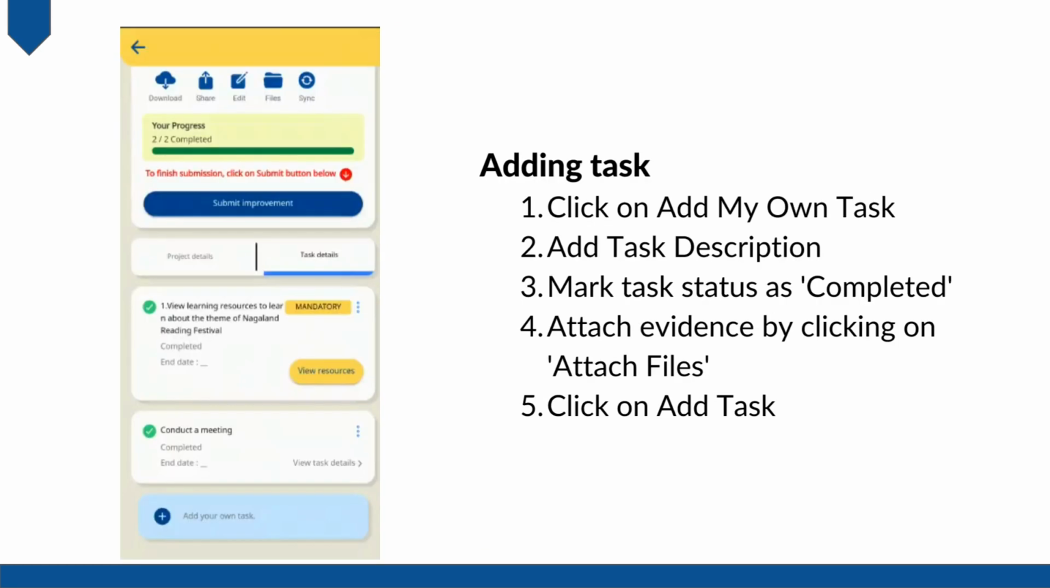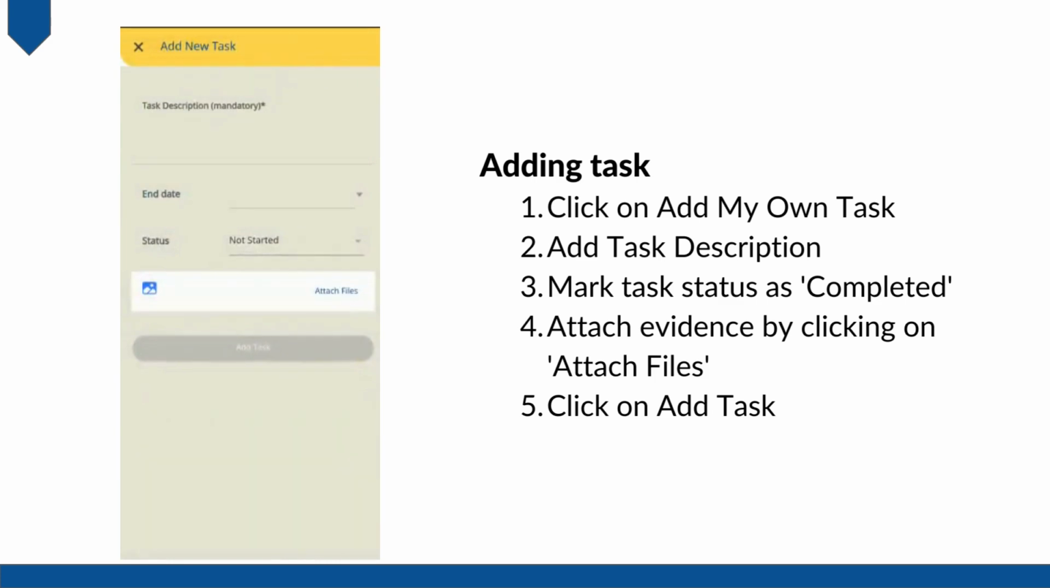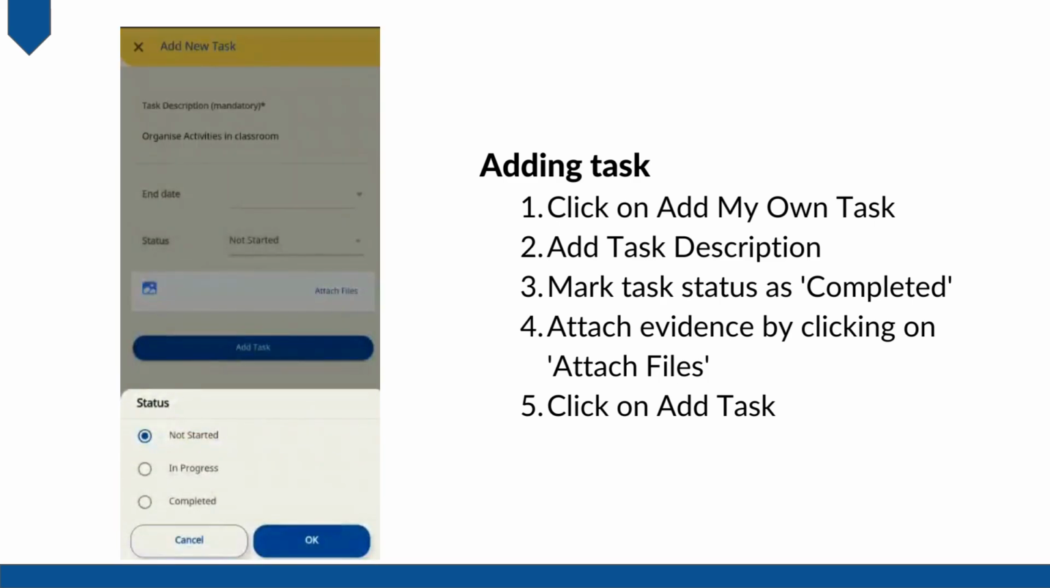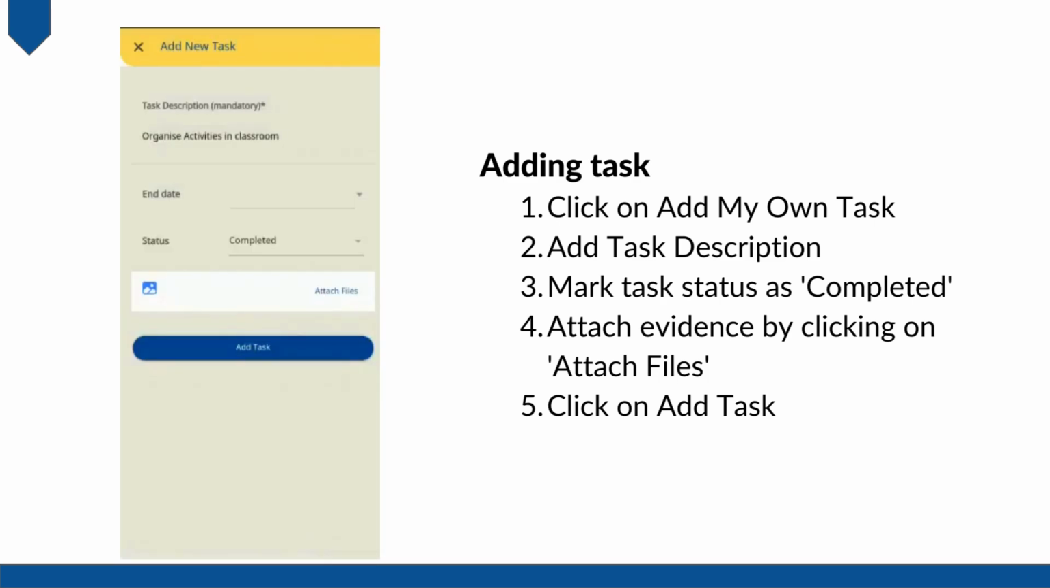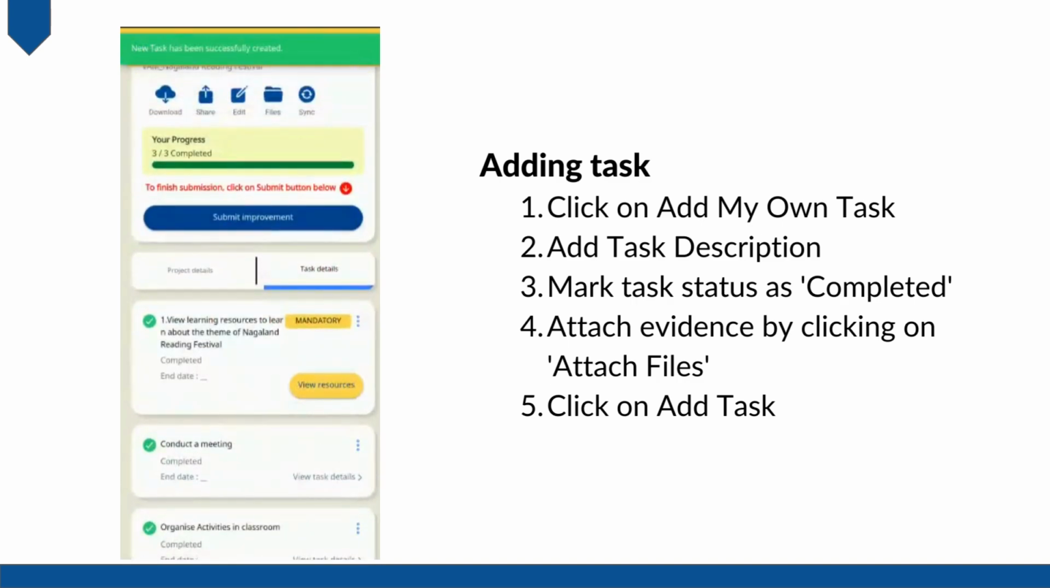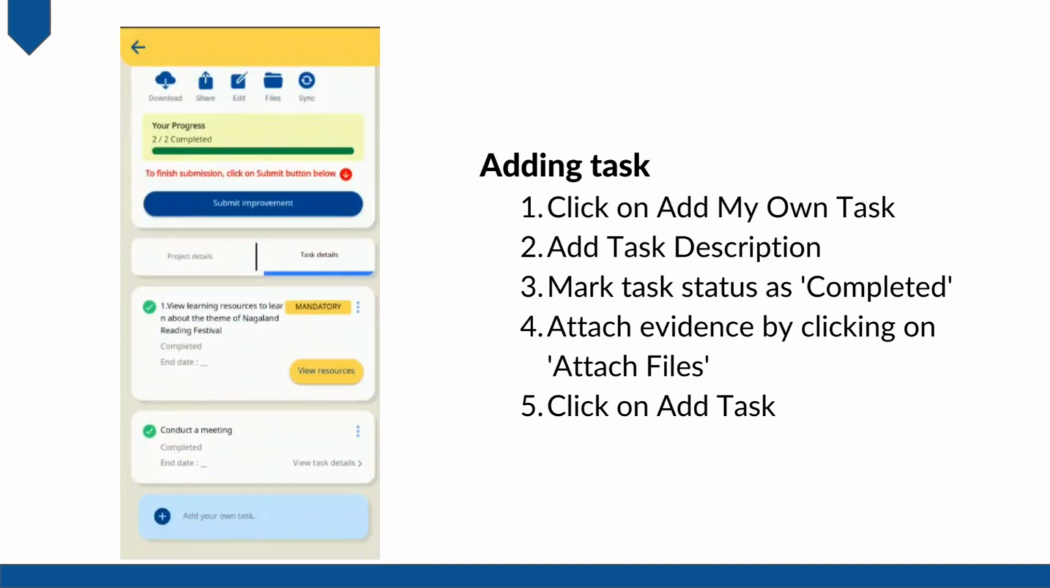To add further action steps, you will have to add more tasks. To do this, click on Add More Tasks and add your next action step under Task Description. After this, select Status of your task as completed. You may want to add images or files by clicking on Attach Files. Click on Add Task to add a new task to your project.